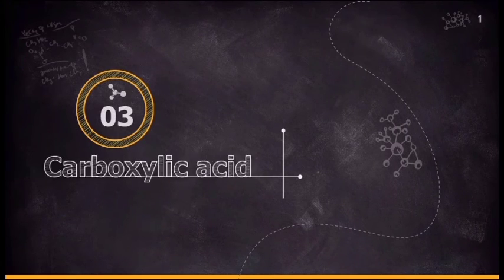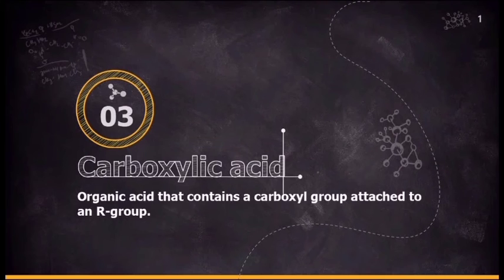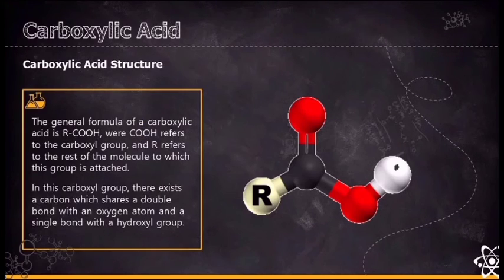Carboxylic acid is an organic acid that contains a carboxyl group attached to an R group. Carboxylic acid structure. The general formula of a carboxylic acid is RCOOH, where COOH refers to the carboxyl group and R refers to the rest of the molecule to which this group is attached. In this carboxyl group, there exists a carbon which shares a double bond with an oxygen atom and a single bond with a hydroxyl group.